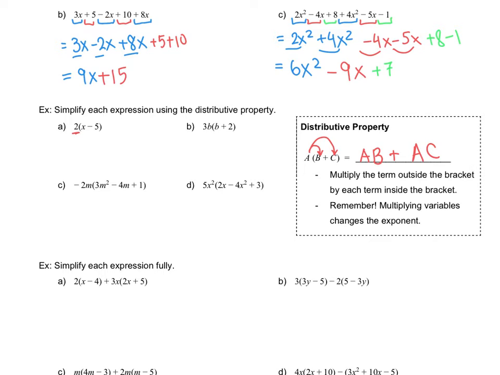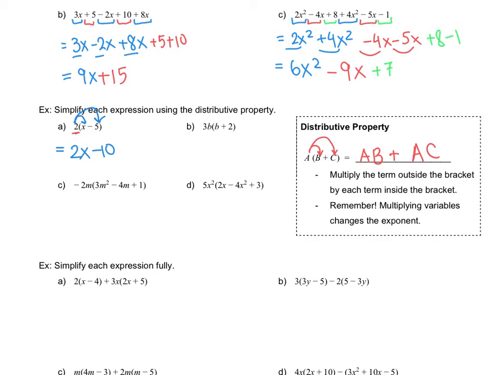So let's get started. 2 times x minus 5. So I'm going to take the 2 and do 2 times x. 2 times x is just 2x. And then 2 times, not 5, 2 times negative 5. And that's negative 10. And then this one is done because there are no like terms for us to collect. Let's try the next one.